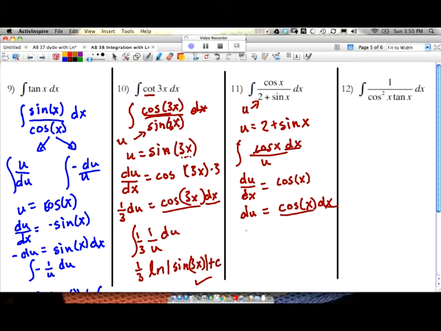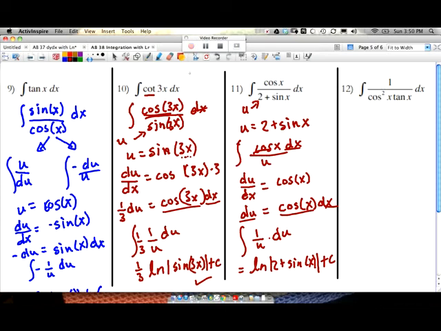So I'm going to have 1 over u times du, which is super simple. It's just natural log, absolute value of u, which in this case is 2 plus sine of x, plus c.